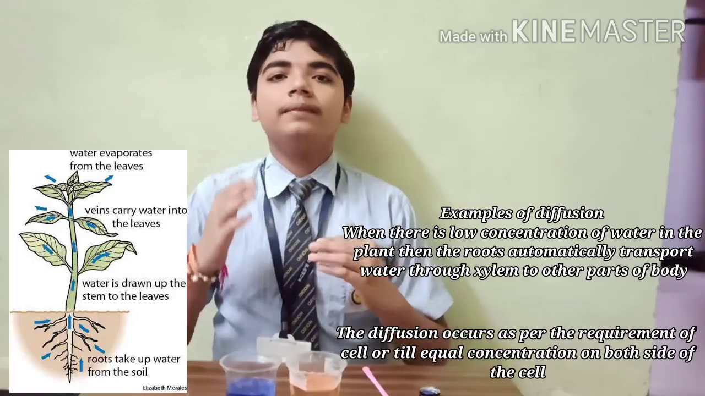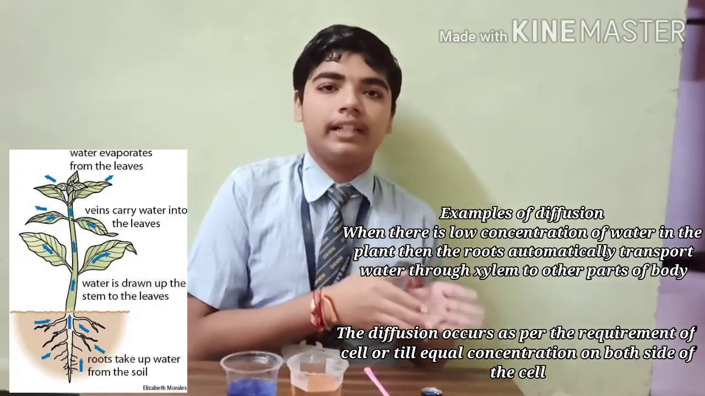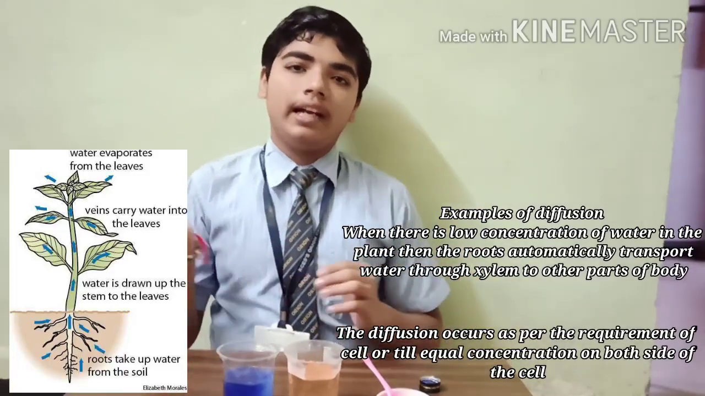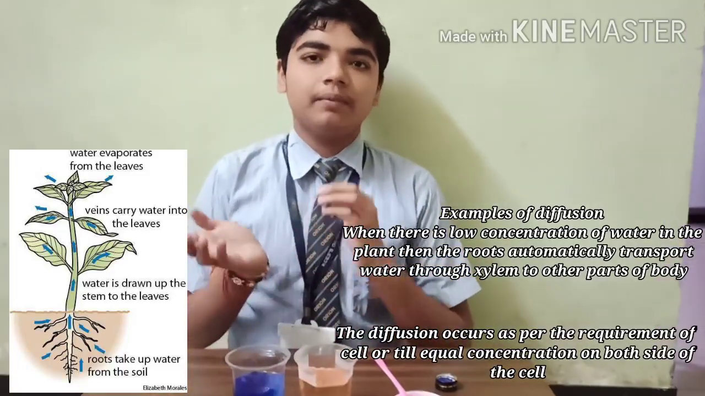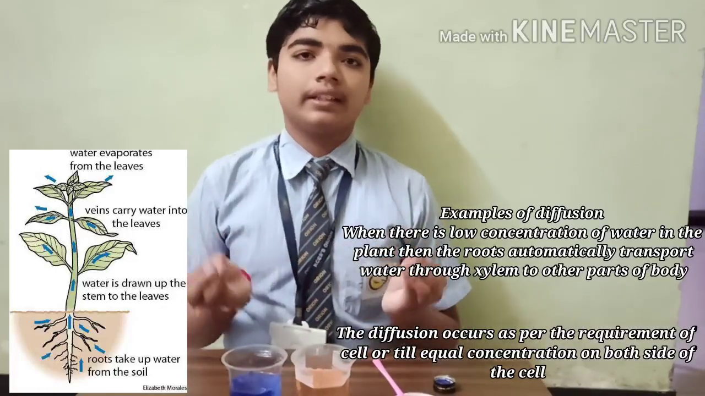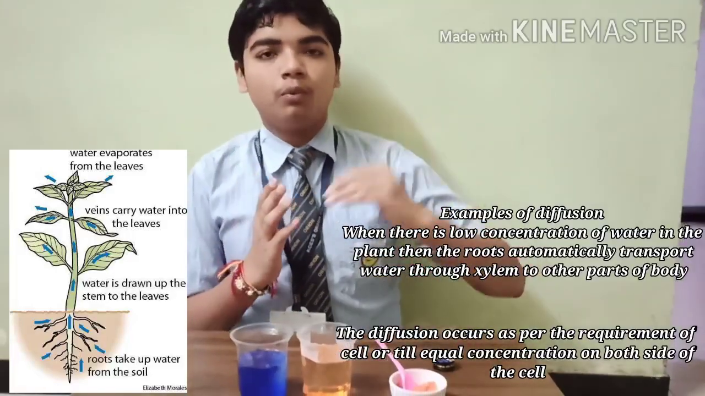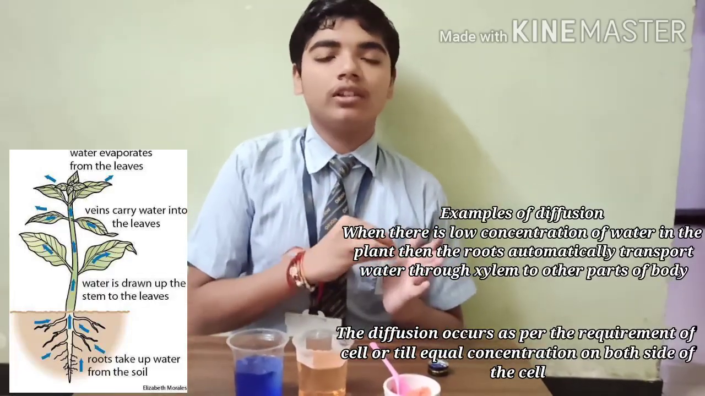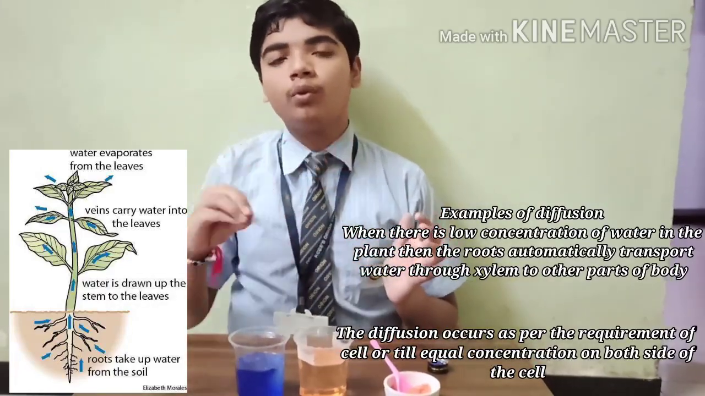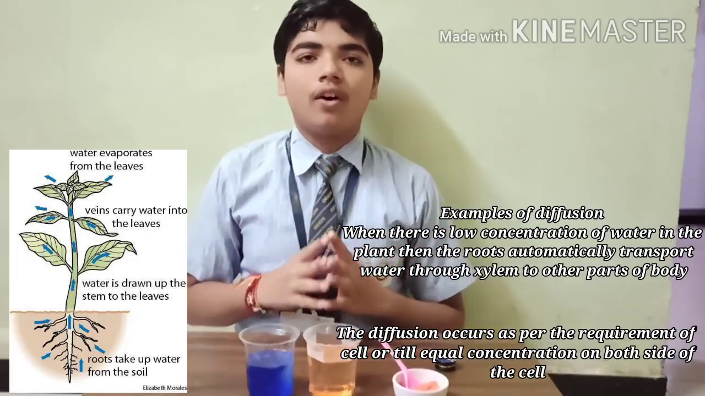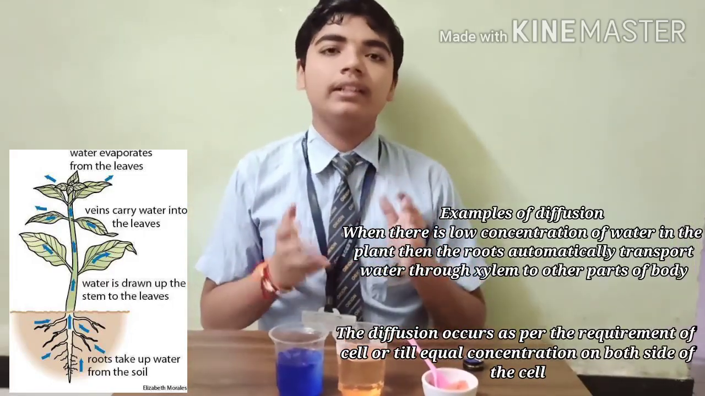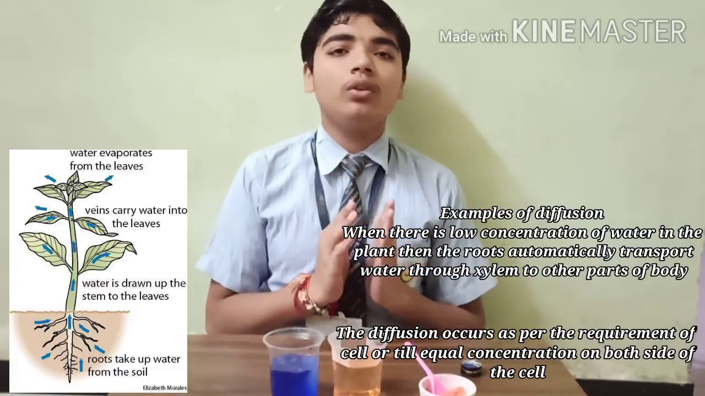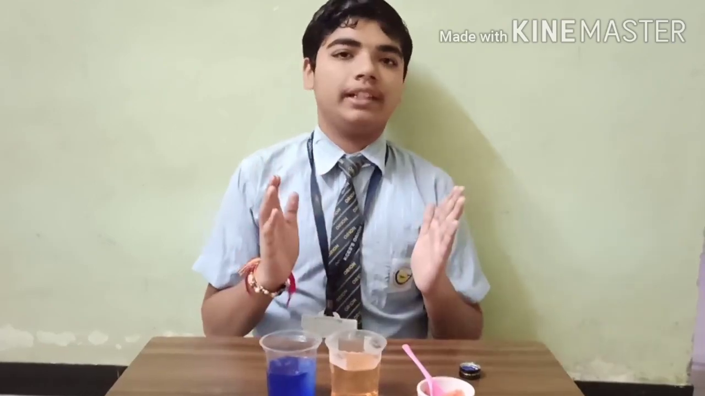Whereas when there is a higher concentration in the outer environment and a lower concentration in the cell, then the movement is from higher concentration to lower concentration, meaning the water will move towards the inside of the cell. This occurs until the diffusion produces an equal concentration on both sides of the membrane.